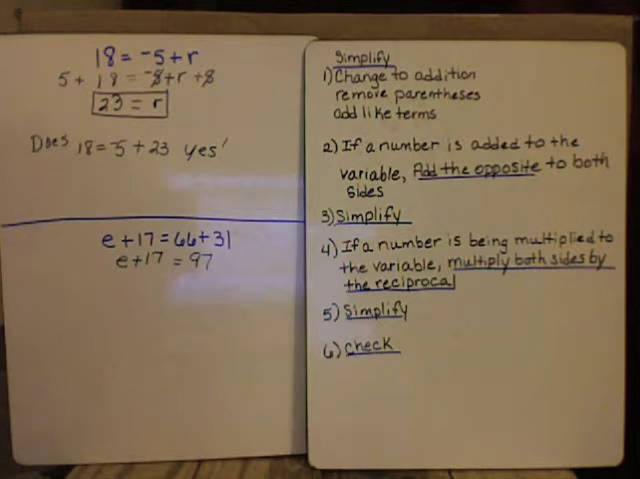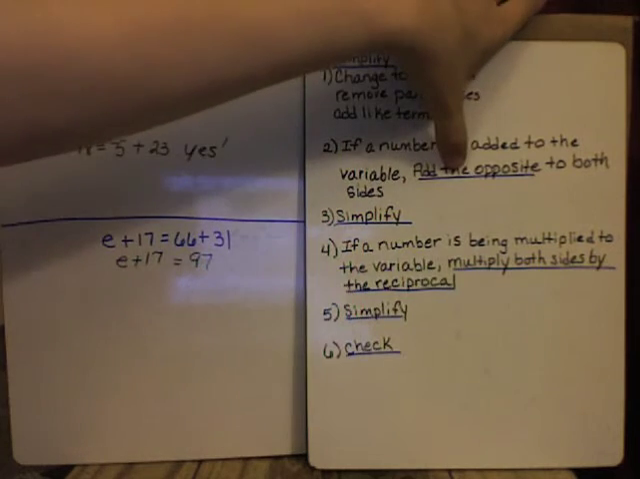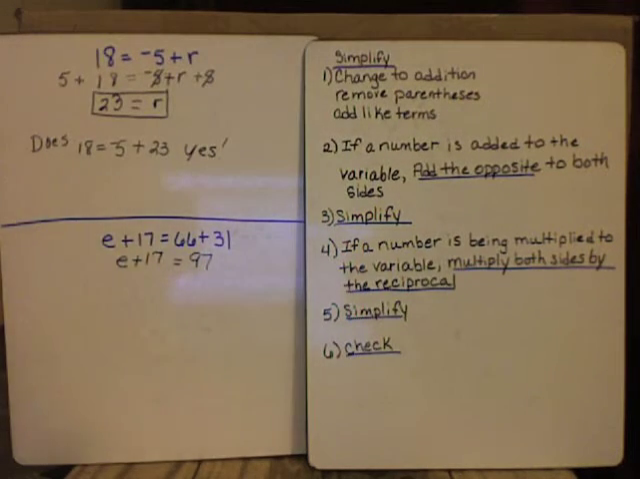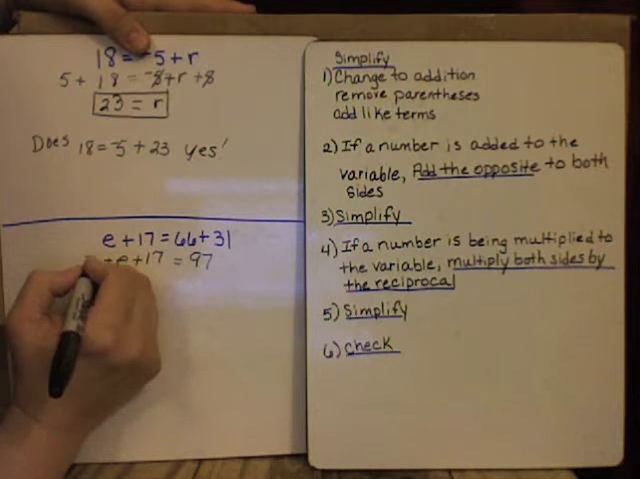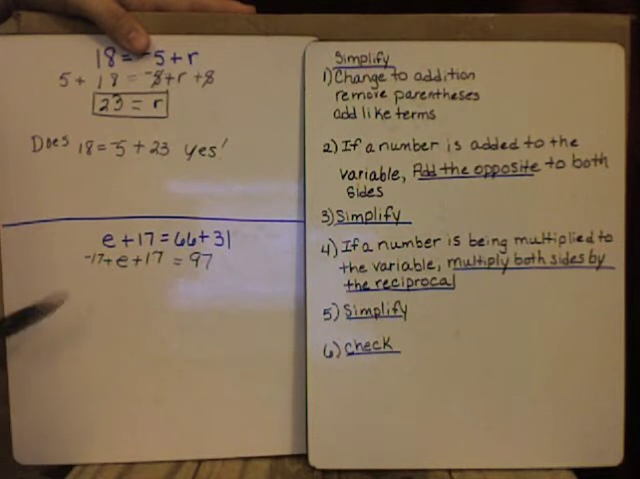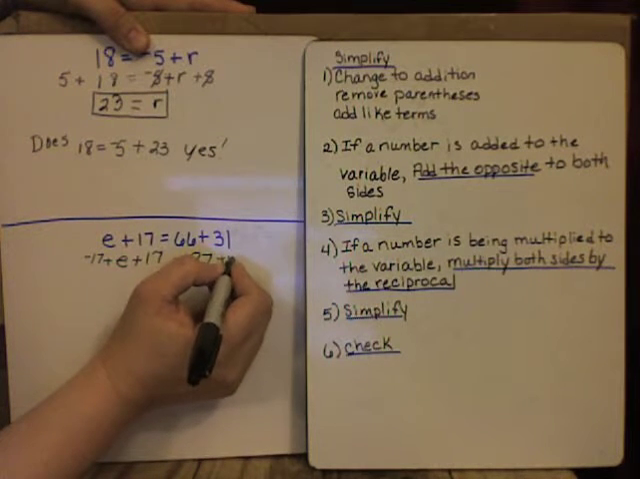If a number is being added to the variable, so we look at the problem and the variable is e, and yes, there's a number being added, 17. So what we have to do is add the opposite to both sides. So to get rid of a +17, we have to add a -17. If we add it to this side of the equation, we have to add it to the other side of the equation to keep it equal.